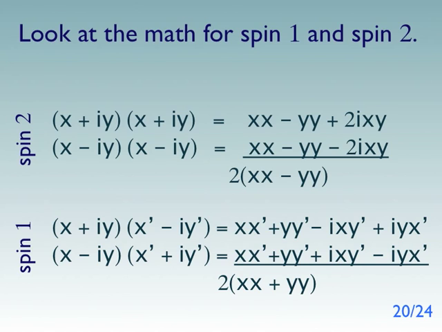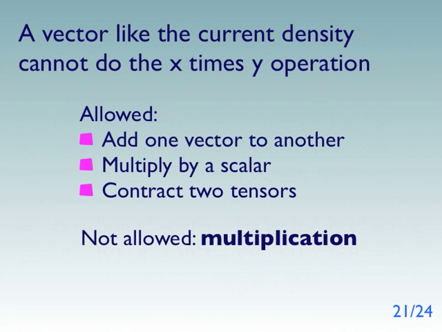But that imaginary thingy is an issue. It's an issue because with a vector like the current density, you just cannot do the x times y operation, because I said it was a vector. What you can do with a vector is add one vector to another or subtract it. You can multiply it by a scalar. You can actually contract two vectors together, no problem. But what is clearly not allowed is multiplication. And that is what the xy is. That is multiplication. That's not a contraction.